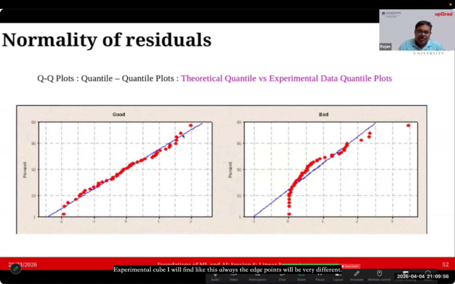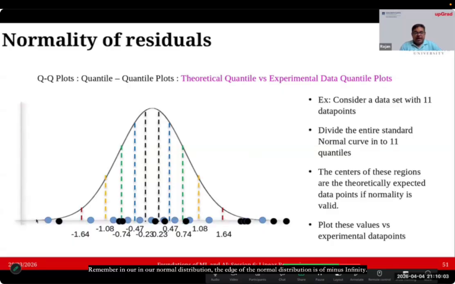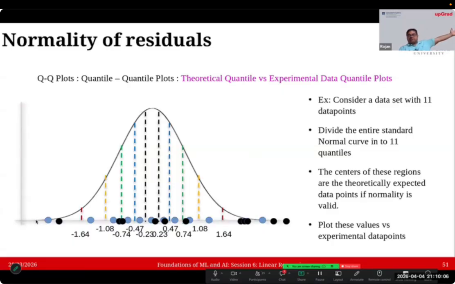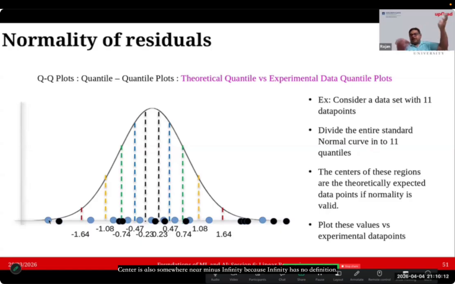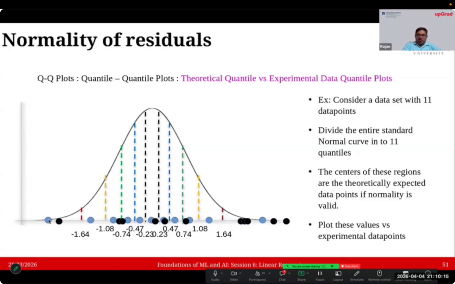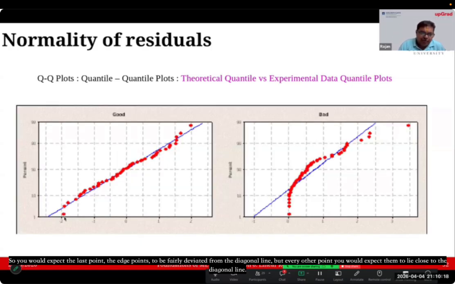Always the edge points will be very different. Why? Remember, the edge of the normal distribution is minus infinity. Therefore, where is the center? The center is also somewhere near minus infinity, because infinity has no definition. So you would expect the edge points to be fairly deviated from the diagonal line, but every other point you would expect to lie close to the diagonal line.